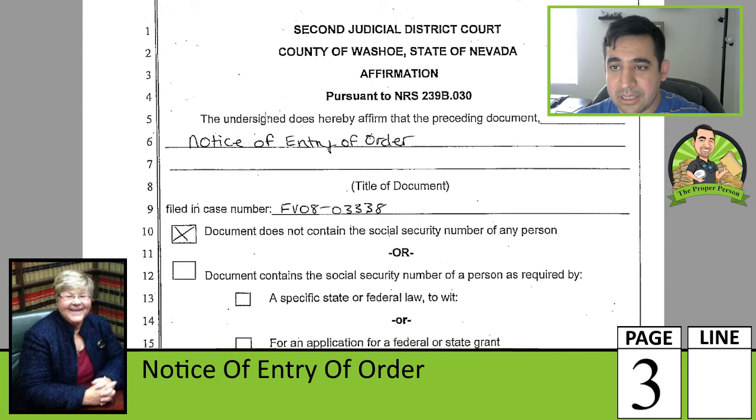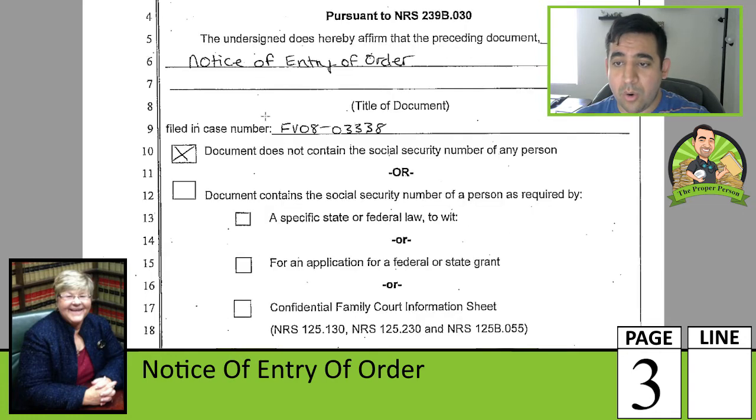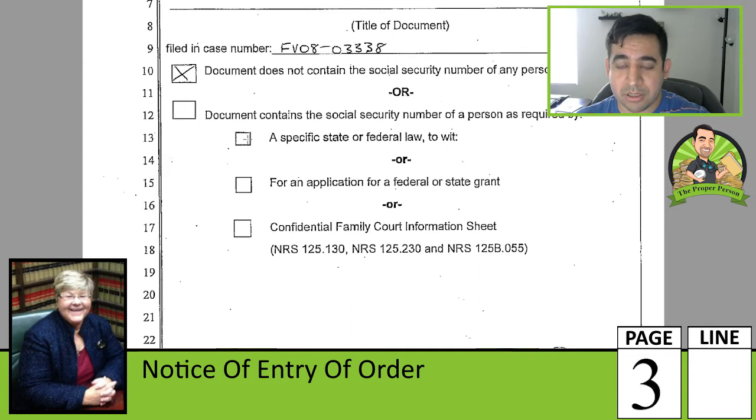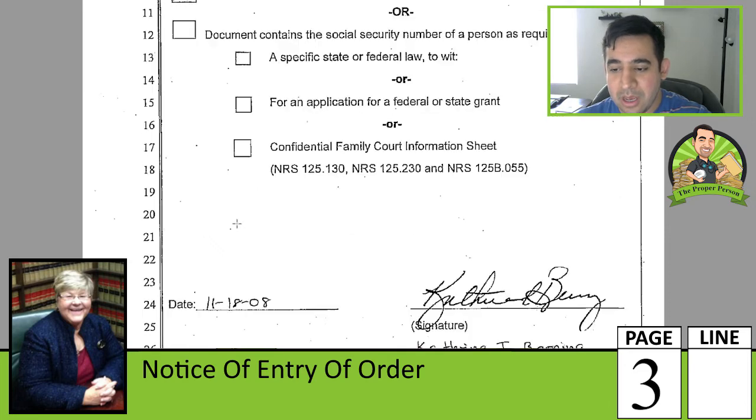And the third sheet is the affirmation sheet, which I've gone over so many times I've lost count. This is a piece of paper that just tells the clerk that whoever is filing this document swears that it doesn't contain the social security number of any person. Or one of these other check boxes could be marked, but I don't think I've ever seen that happen before. So there might be, oh yeah, this right here, the confidential family court information sheet is one of these. So I probably did go over this a long time ago and I just forgot, but this is one of the times in which a social security number can actually be in a paper.